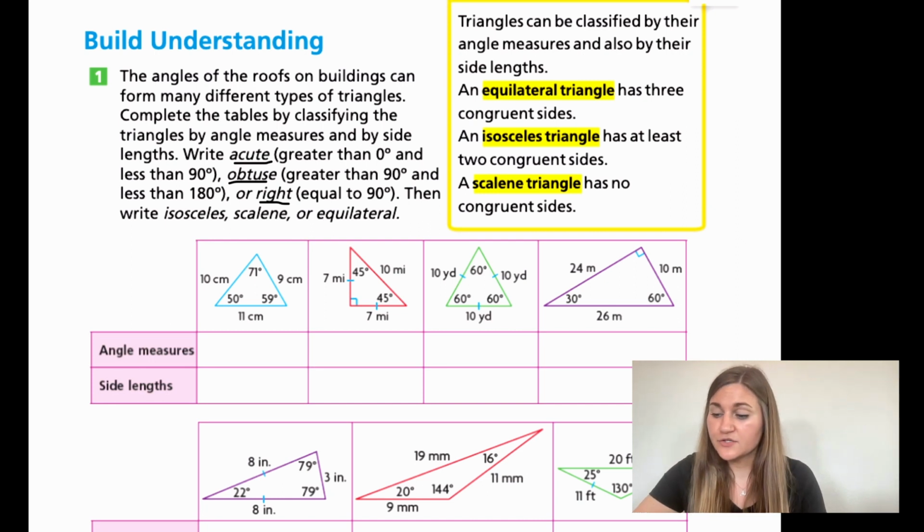All right, so we are going to just write what each one is. Go ahead and look at each triangle one at a time and find out what the angles are. I'll just do the first one for each and then I'll let you finish the graph. For the light blue one, all of my measurements are below 90. So I have a 50, a 59, and a 71. That means they're all acute.